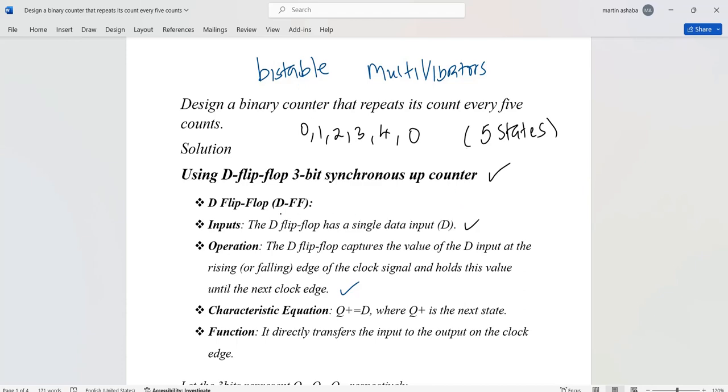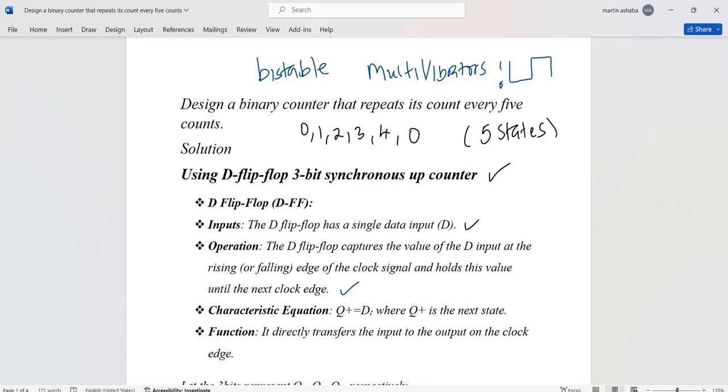In logic 0, it is stable. In logic 1, it is stable. I'm saying it can move from 1 to 0, to 1, to 0. So you have 1, you have 0 here. So that becomes a bistable multivibrator. And as an example, we are using a flip-flop. So the characteristic equation is that we have the Q as an output.